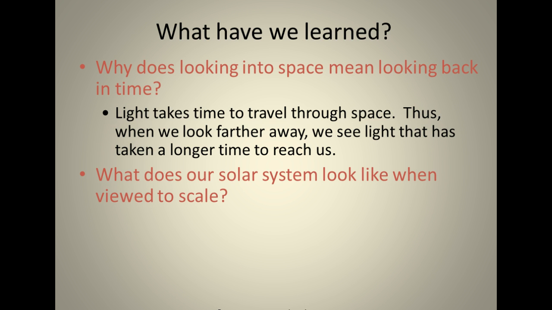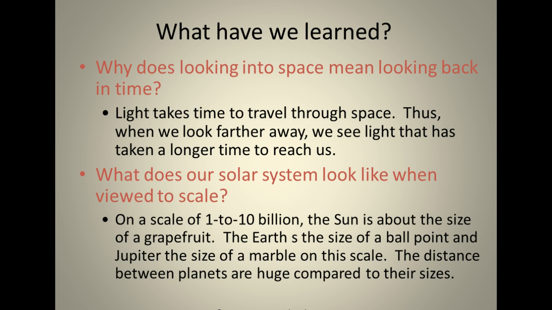Then we looked at what our solar system looks like when viewed to scale. We used a 1 to 10 billion scale. And with that scale, the sun was about the size of a grapefruit. Now that meant that the Earth was the size of a ballpoint, or we said the head of a pin, and Jupiter the size of a marble on this scale, and that the distances between planets are huge compared to their sizes. And we talked about how far each planet was from each other in terms of meters or yards. So make sure and check that you have that in your notes.